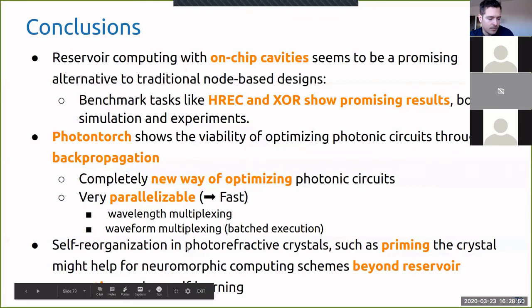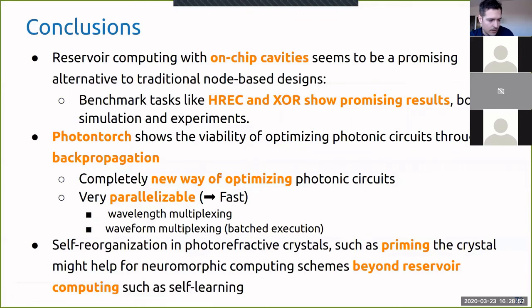at the same time. And then we quickly explored how the self-reorganization in photorefractive crystals, such as priming the crystal, might help for neuromorphic computing schemes that go also beyond reservoir computing, such as self-learning and so on.